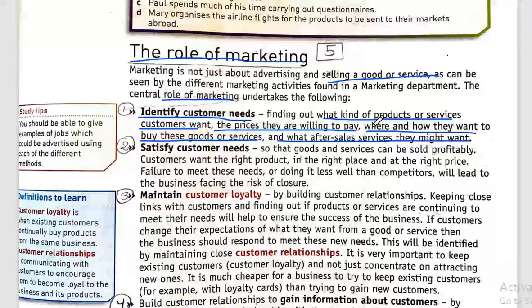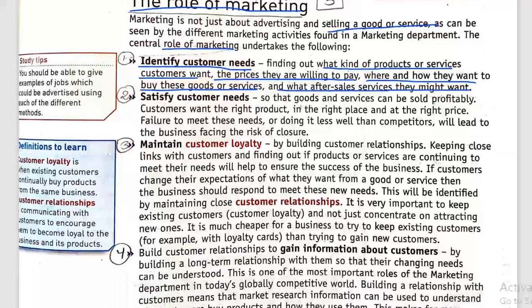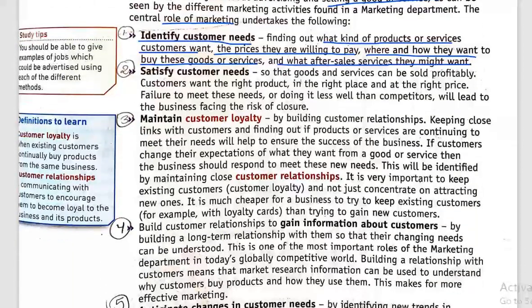So where do they want to find this product, and how are they going to find the product that's going to satisfy their needs? And also after this customer buys the product, am I going to do after sales services, which could be feedback, or just something that is after the sales part.